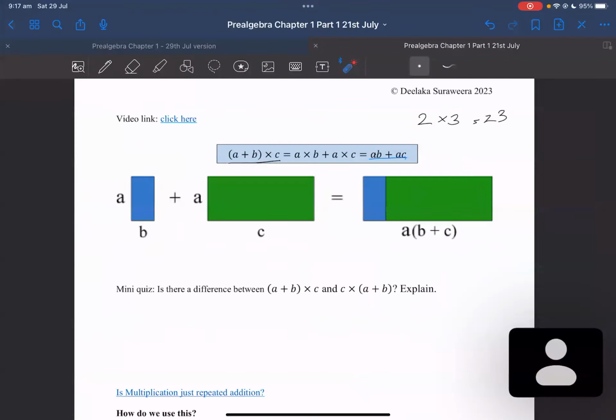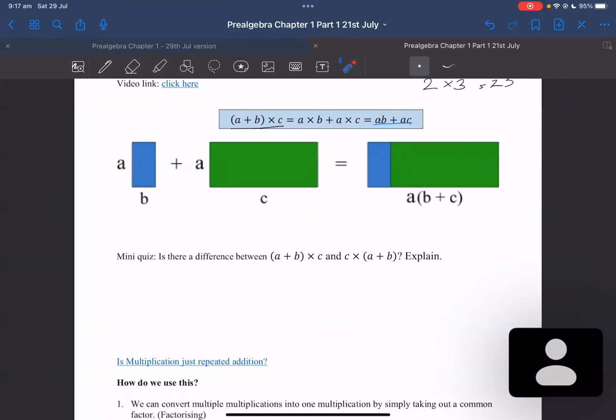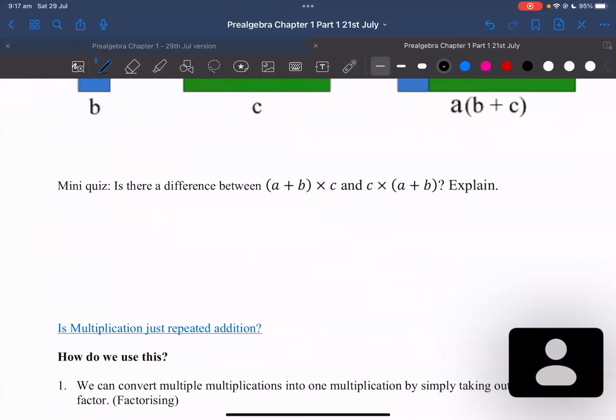Before we go to the example, I want to ask you, is there a difference between (a plus b) times c and c times (a plus b)? Because we saw in the video. No, right? And why is that? It's the same thing, it's just reversed. Yeah, it's the commutative property. You switch the two around, it doesn't change anything. So the commutative property allows us to switch the two.